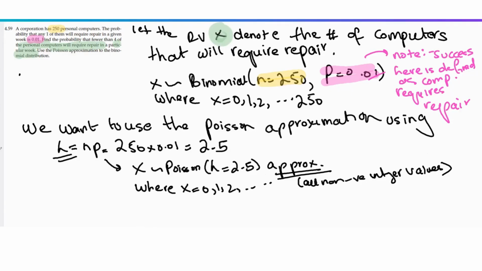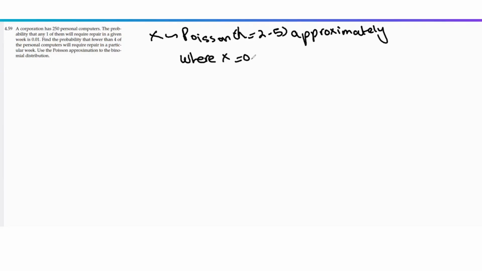So let's actually solve this. Before that, let's clear this up and write over here: X is Poisson, lambda is 2.5. Again, it's important to write approximately because the actual distribution is binomial, where x is 0, 1, and so on. It's always important to keep in mind the values a random variable takes. Now I want to find the probability that fewer than 4, so I want to find the probability x is less than 4. Fewer than 4 means less than 4. Whenever you want to find any probability for a discrete random variable using its PMF, you can just sum up the PMF over those values. So that's why it's important to keep in mind the values it takes.